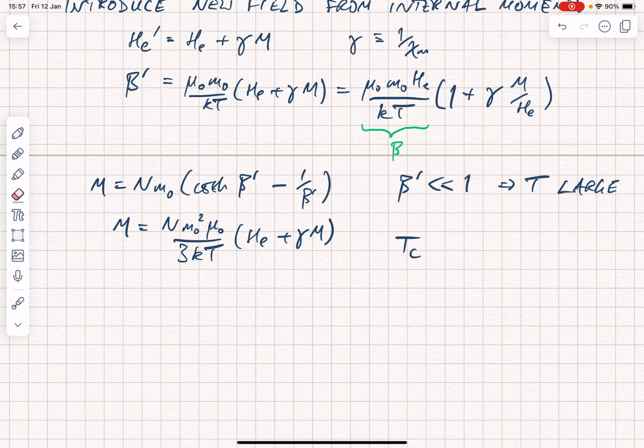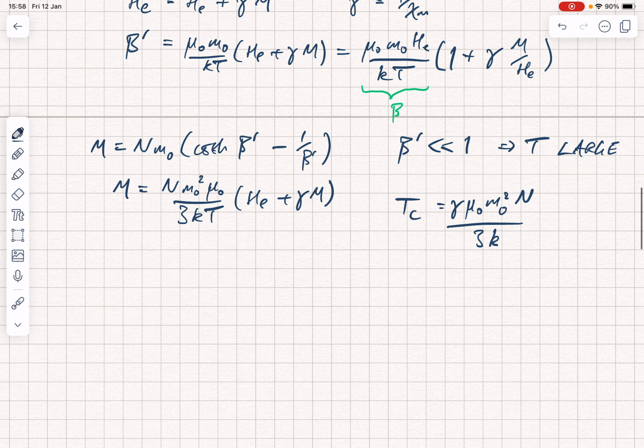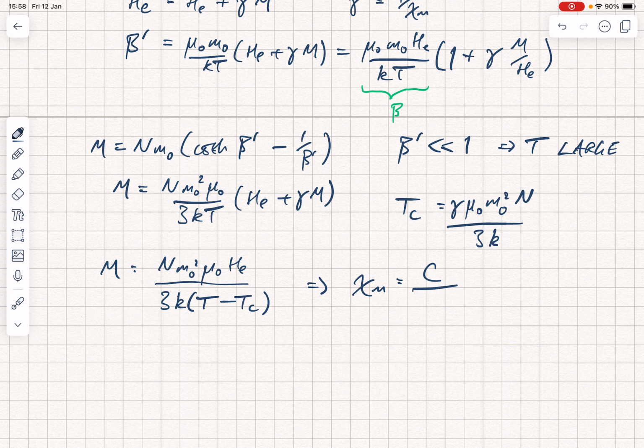We can also define the following temperature. We define Tc is equal to gamma mu naught m0 squared N over 3k, and please remember N here is the number of moments in the system. And so when we do that, we can write that M is equal to N m0 squared mu naught HE over 3k into T minus Tc, which tells us that chi m in this case is equal to some constant times T over T minus Tc, and this is the famous Curie-Weiss law.